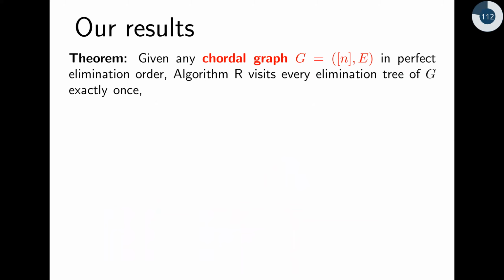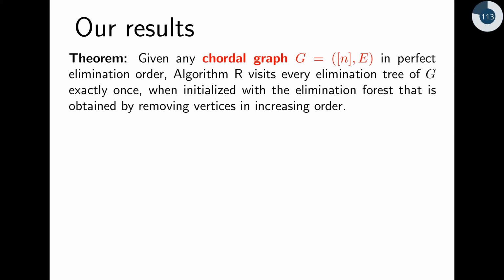And now, of course, we want to understand what are sufficient conditions that make the algorithm work. So what conditions do I need to impose on my graph G and on the first elimination tree so that this algorithm goes through without stopping prematurely, generating everything exactly once? And this is captured in the following theorem. So the theorem is that if your graph is chordal and in perfect elimination order, then the algorithm will succeed. It will visit every elimination tree of G exactly once.